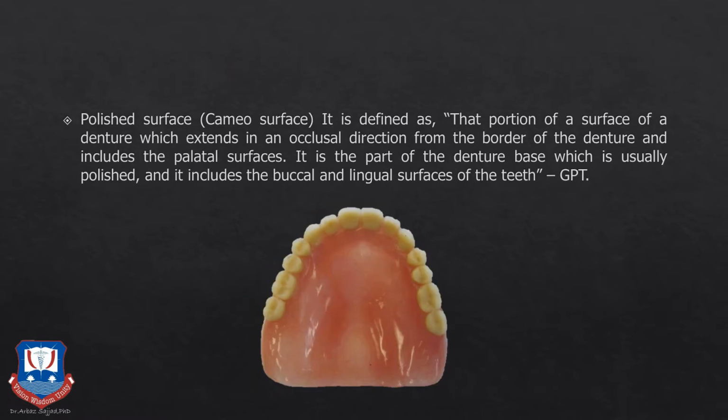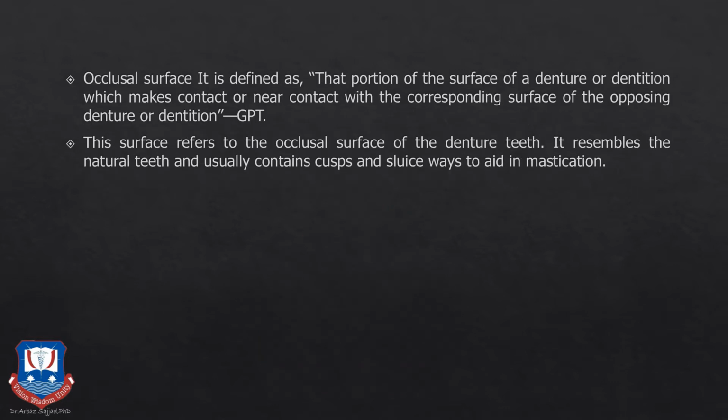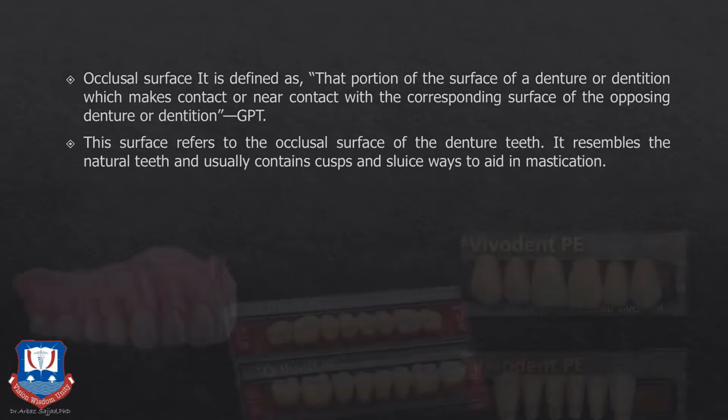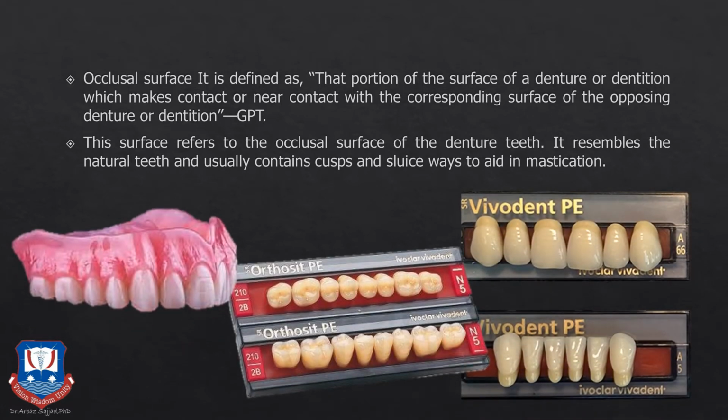The next portion is called the polished surface, which is the outer surface of the denture, also called the cameo surface. This is a portion of the denture base or the basal sheet area which is highly polished and is in contact with the tongue of the patient and to which the teeth are attached. The third part is called the occlusal surface or the occluding surfaces. These are nothing but the denture teeth which are attached to the denture base and which oppose the denture teeth or natural dentition in the patient's mouth.